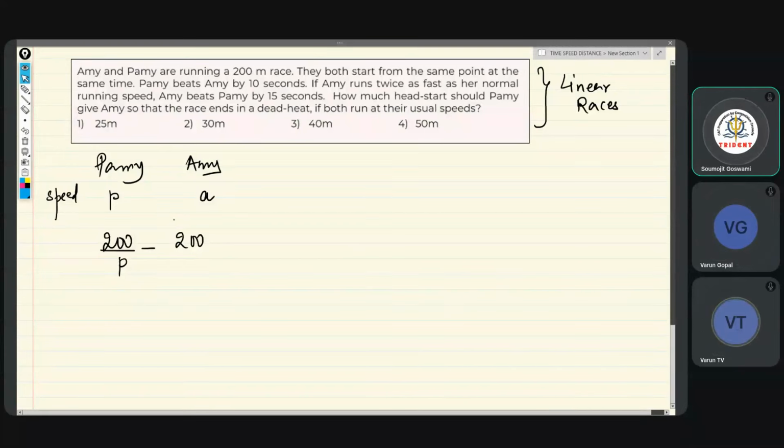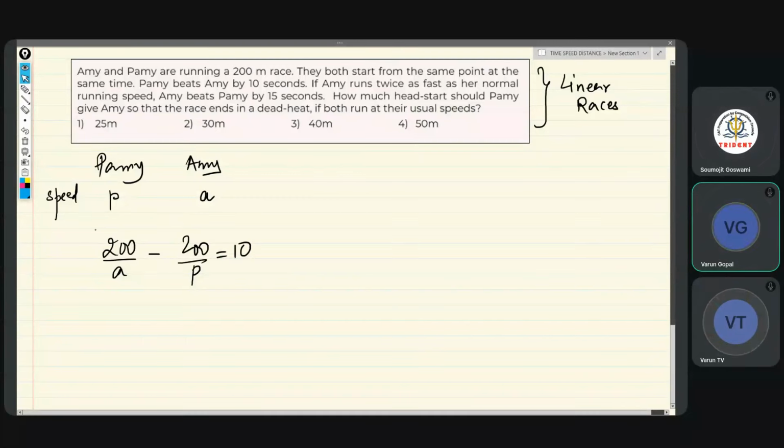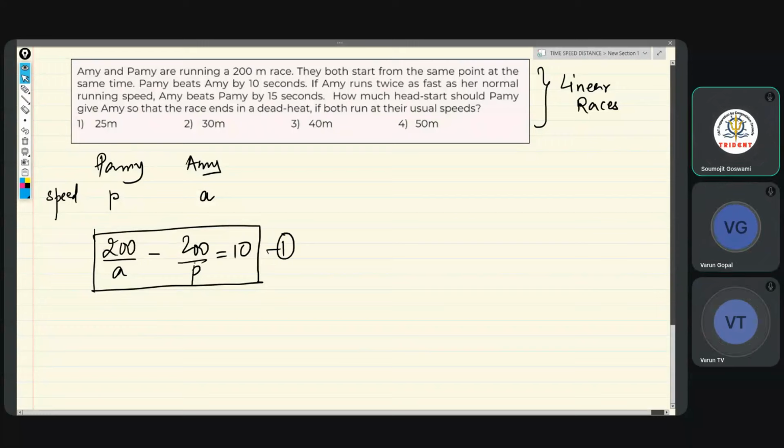One second. Pammy beats Amy by 10, right? So 200 by A minus 200 by P is equal to 10. Now this is one equation. Just keep it at that. This is one of the equations. I hope you guys are understanding what I'm doing. Both of you. Okay. Now the other part.